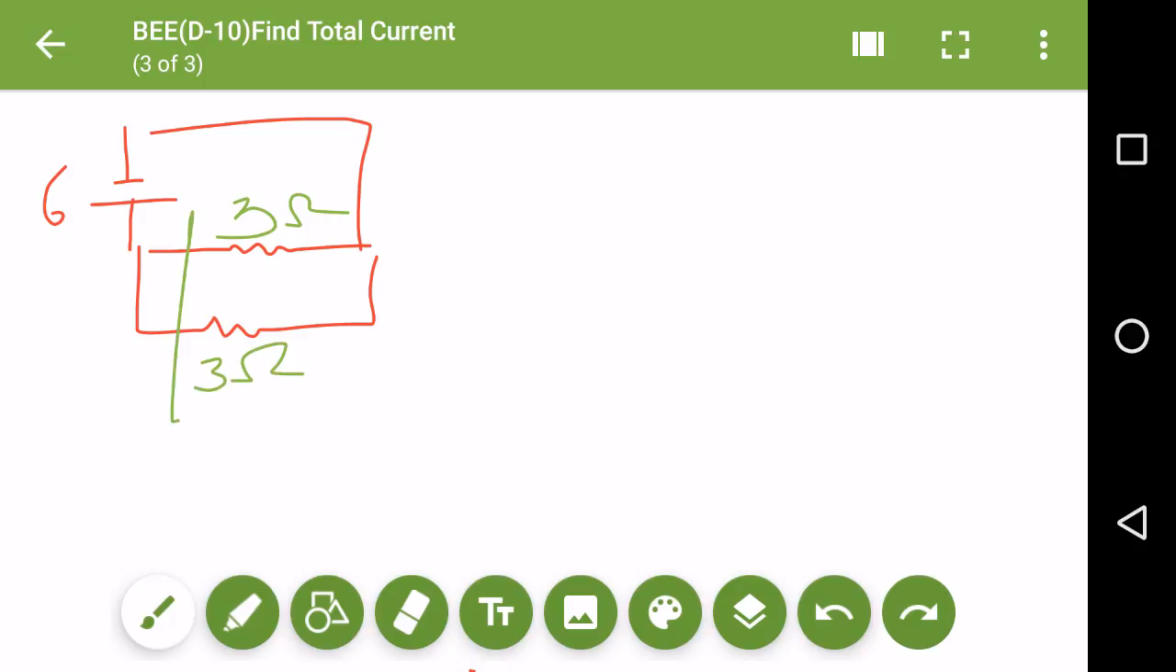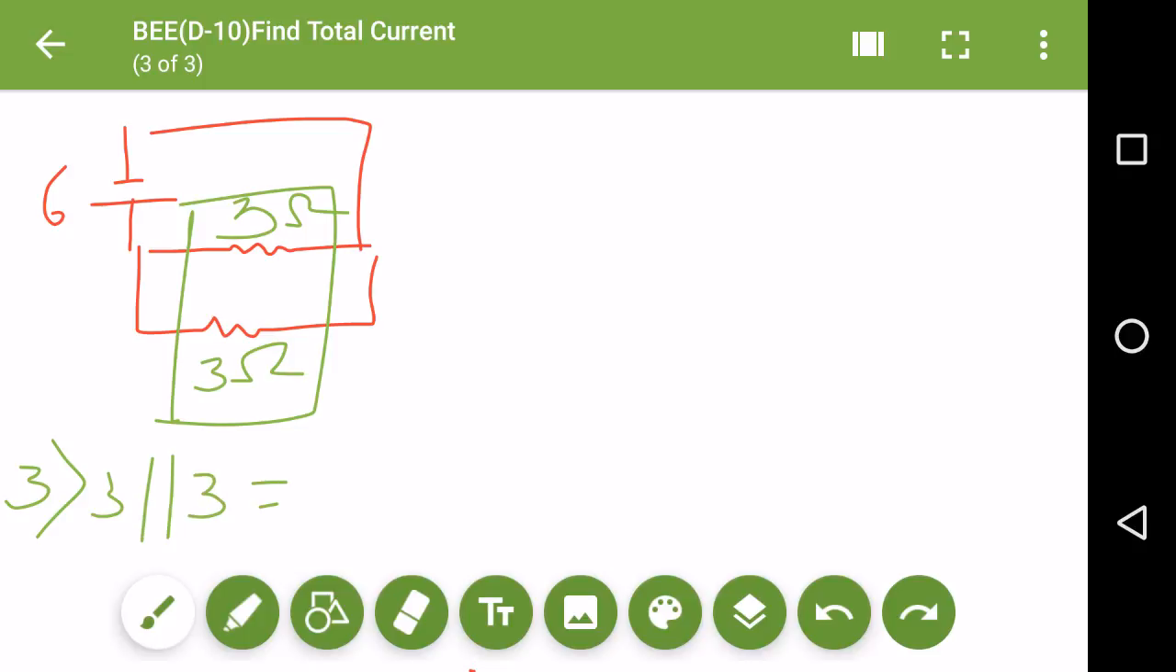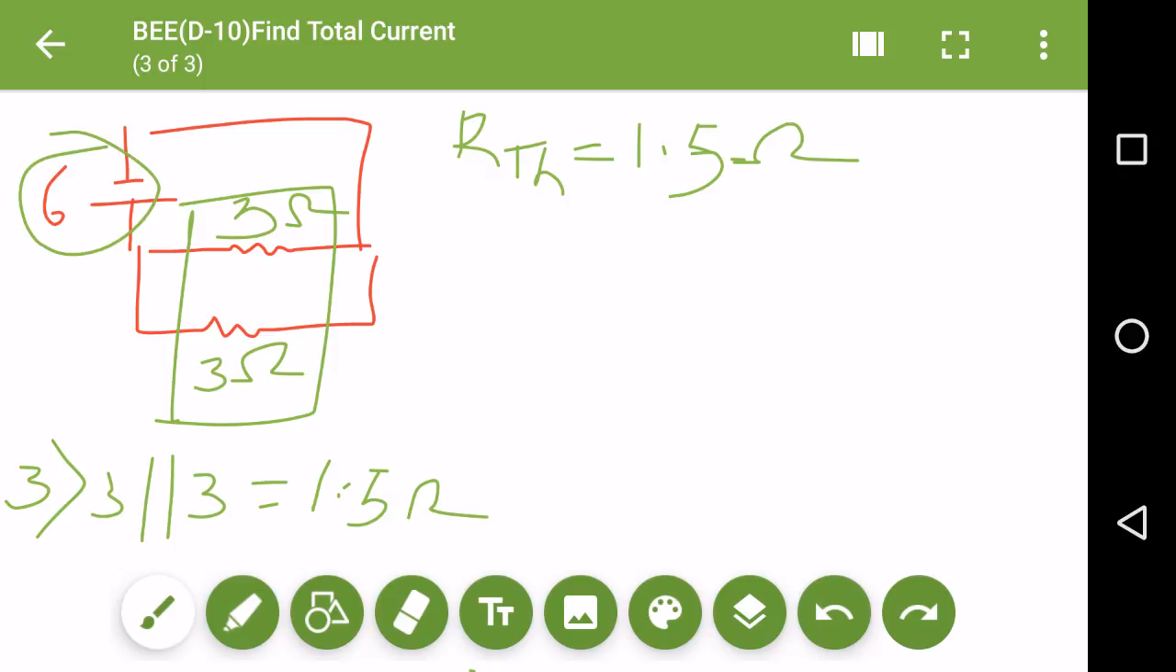Now you can see these two resistances are in parallel, so I will write my third step: 3 ohm parallel with 3 ohm will give me 1.5 ohm of resistance, that is RTH. So my RTH is 1.5 ohm. I found my RTH, and I know my battery voltage value, that is 6 volt. So it's just Ohm's law, my fourth step.